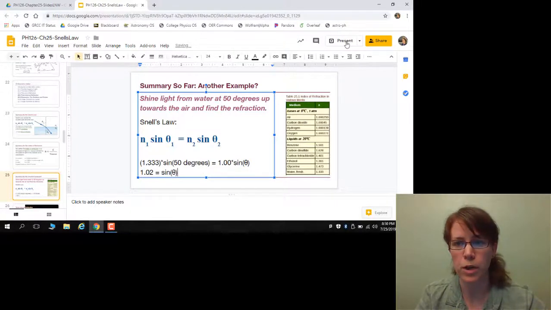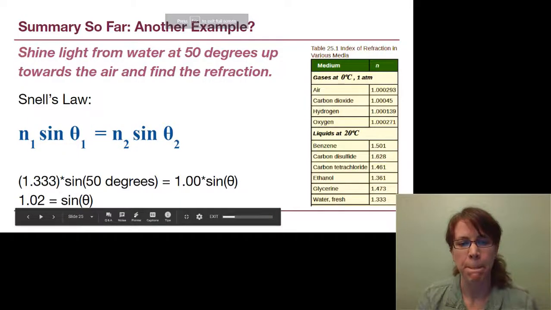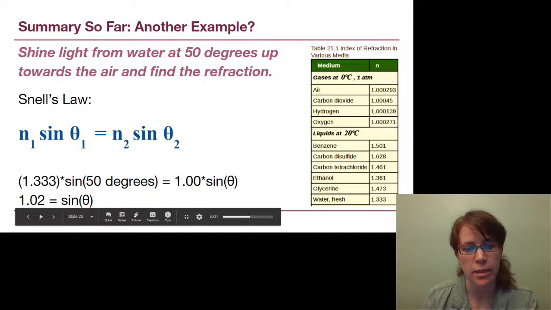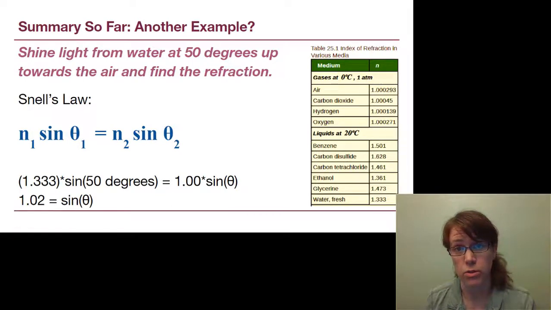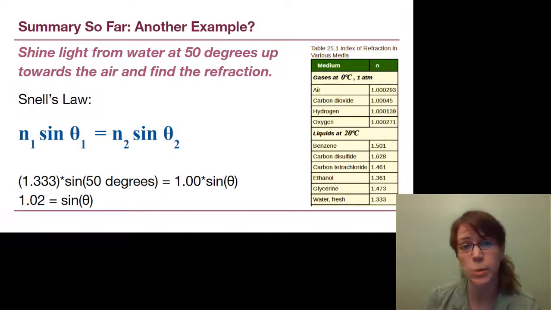If you try to take the arc sine, or the inverse sine, of 1.02, your calculator is going to get very mad at you. It's not possible. It's undefined. So something happens. Our math wasn't bad, right? We plugged in the numbers we were given.